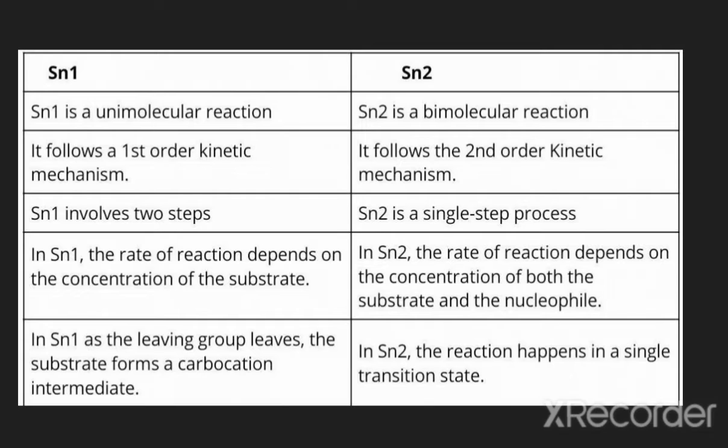The third point is that the SN1 mechanism involves two steps. One is the rate determining step, the slowest step, in which the leaving group leaves the substrate, and in the next step the nucleophile attacks the substrate and forms a bond. And the SN2 mechanism is a single step mechanism in which the leaving group leaves and the nucleophile forms a bond with the substrate at the same time.